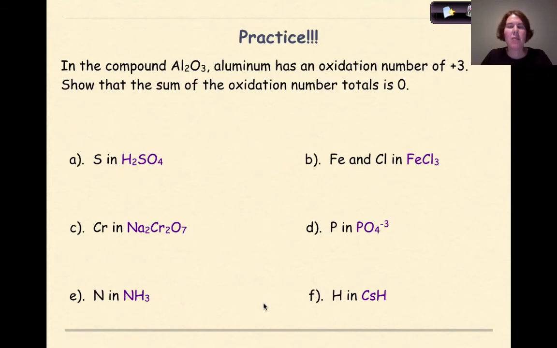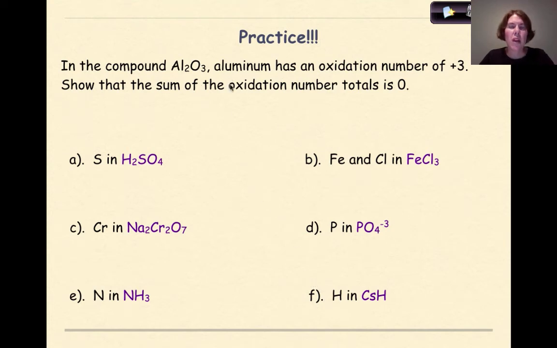Now let's take some time and do some practice. Let's go through and do this top one together, and then I want you to stop and try doing A through F on your own. Just to point out, it says S in H2SO4. Your best bet is to go through and assign oxidation numbers to everything, but most likely the element highlighted will be the one that is the most difficult to find.